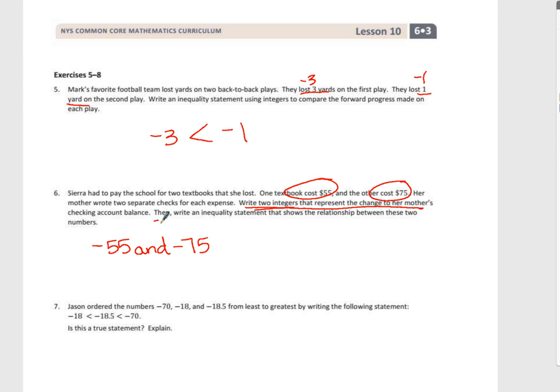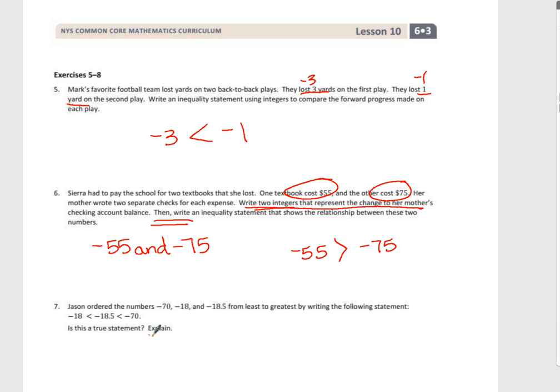Now we have to write an inequality. How do we want to write it? Well, let's write negative 55 is what compared to negative 75? Is it larger or smaller? It is larger. And we're done.